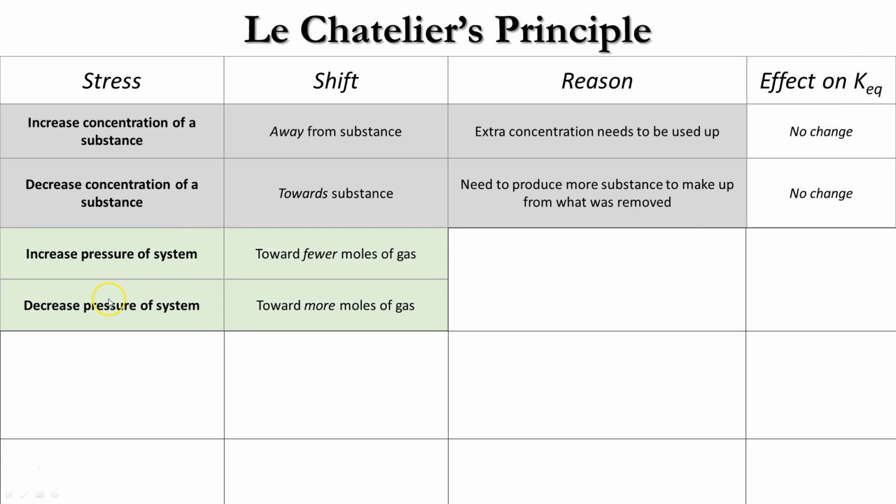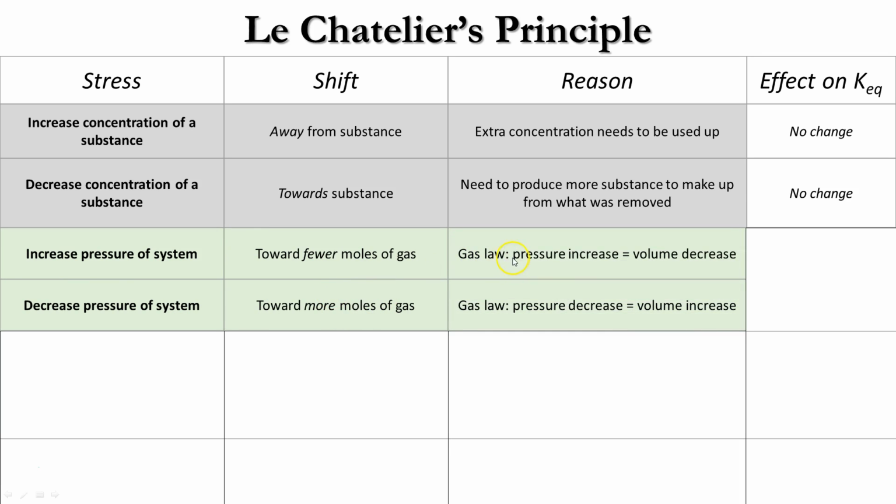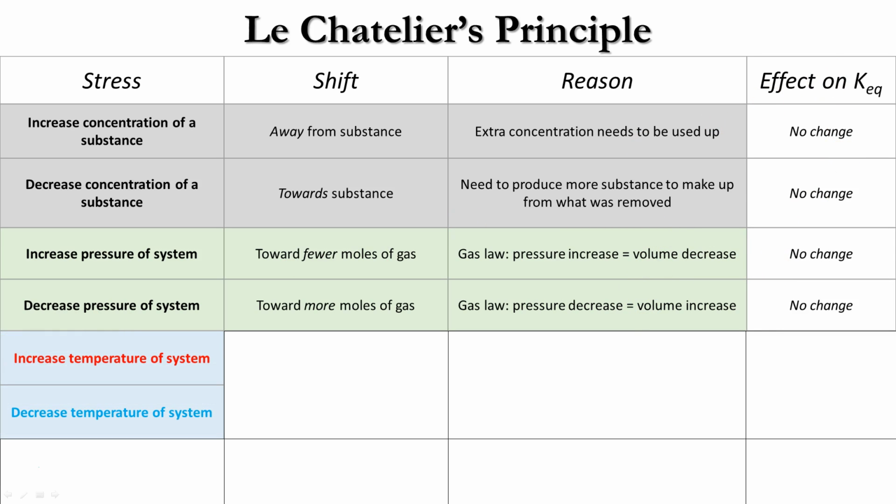If I increase or decrease the pressure, increasing it is going to push it toward fewer moles of gas. It's trying to make up for that lack of space. If I decrease the pressure, it's going to make more of it. There, it's trying to make up that space. So whenever I have a pressure increase, that's a volume decrease, and a pressure decrease is a volume increase. So it's trying to make up those differences. Neither one of those, though, has an effect on the KEQ.